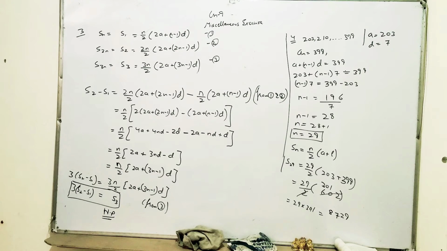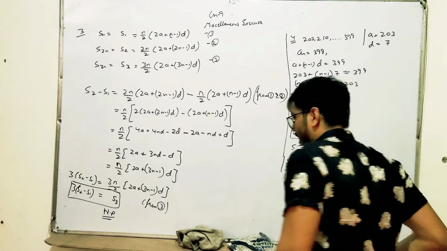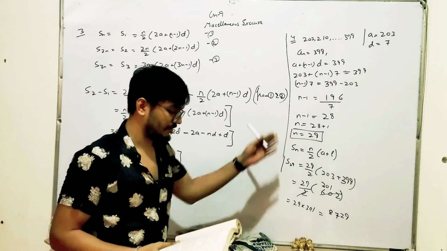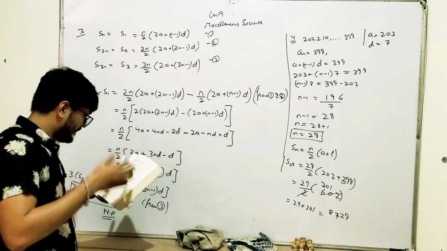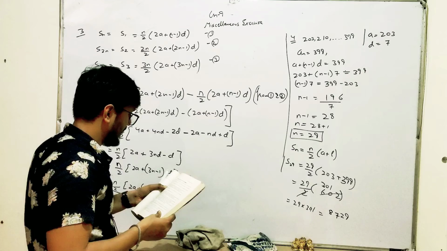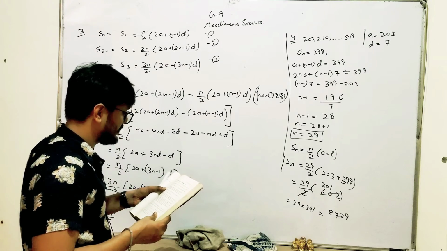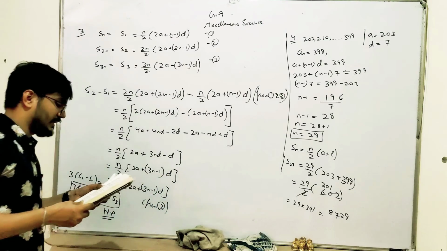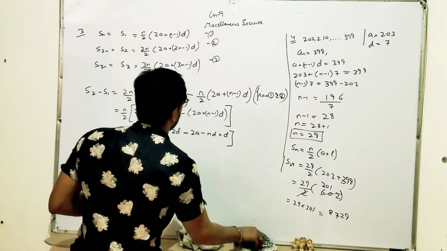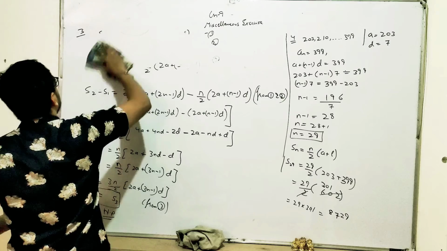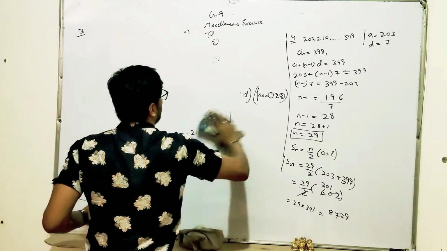Please pause the video and note down this. So the next question is very easy, we have gone through the procedure, right? The next question is exactly the same. Find the sum of integers from 1 to 100 that are divisible by 2 or 5, right?